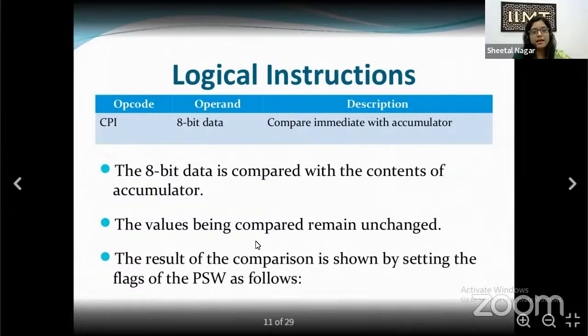The same process will be applied here. After the CPI instruction, there is no change in the contents of the accumulator, and only the flag register will be affected as per the last discussion, the same as in the compare instruction. The only change is that in this instruction we compare immediate 8-bit data with the contents of the accumulator.